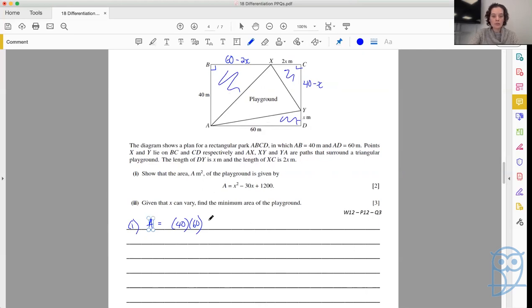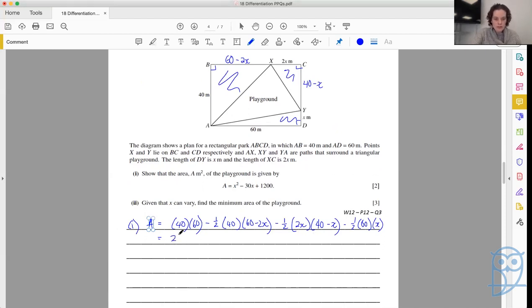We're going to cut out those triangles, so we have minus a half times 40 times 60 minus 2x. Then minus a half times 2x times 40 minus x. And then we want to get rid of this triangle as well, so minus a half times 60 times x. A lot of numbers, so let's simplify each one separately.